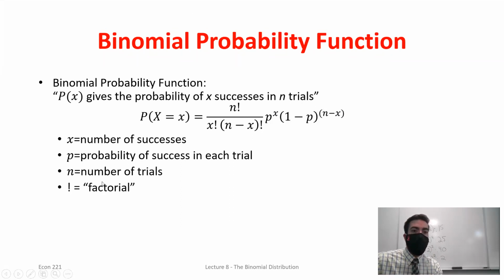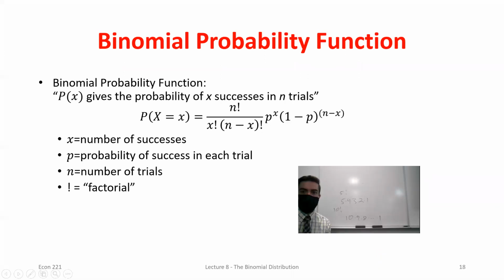Now the one thing we probably haven't seen is this factorial. What a factorial means, and I think the easiest way I always describe it, is if I've got something like 5 factorial, that's just 5 times 4 times 3 times 2 times 1. If I have 10 factorial, that's 10 times 9 times 8, all the way down to 1. So let me blow this up a little bit.